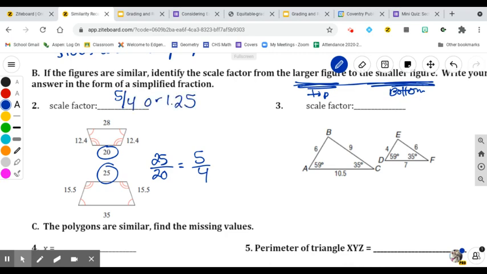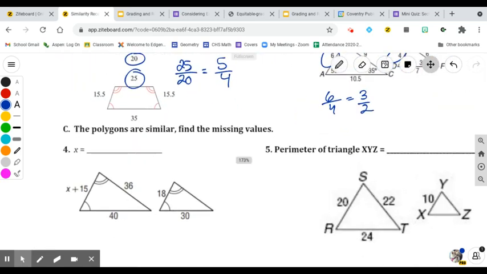Okay, and then number 3, also big to small, so we can do like 6 over 4, which is the same as 3/2, or 1.5. So that's scale factor. Just pay attention to the order it says to go in.